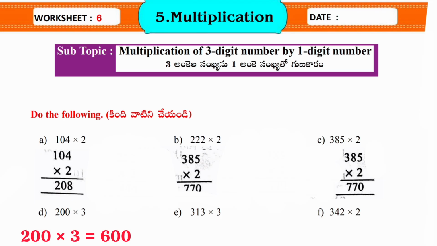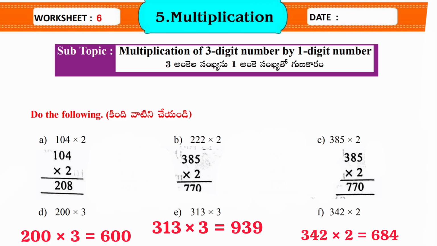Next one, 313 multiplied by 3. So 3 3s 9, 3 1s 3, 3 3s 9. So answer is 939. Got it? Let's move on to the sixth one, which is 342 multiplied by 2. 2 2s 4, 4 2s 8, 3 2s 6. So 684 is the answer. Got it, guys? In this way you have to do the multiplication.